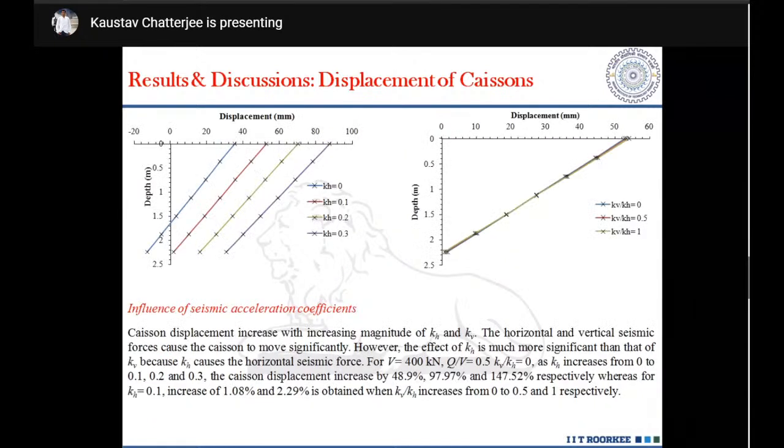Similarly, if we increase the horizontal and vertical acceleration coefficients, caisson displacement increases with increase in magnitude of kH and kV. The horizontal force has a more significant role to play. For V equals 400 kN and Q by V equals 0.5, for a kV by kH ratio equal to 0, as kH increases from 0 to 0.3, my caisson displacement is increasing by around 147%. However, for a particular kH, if I increase my kV by kH ratio from 0 to 1, it is increasing by around 3%. So hardly kV has any role to play in this caisson displacement.